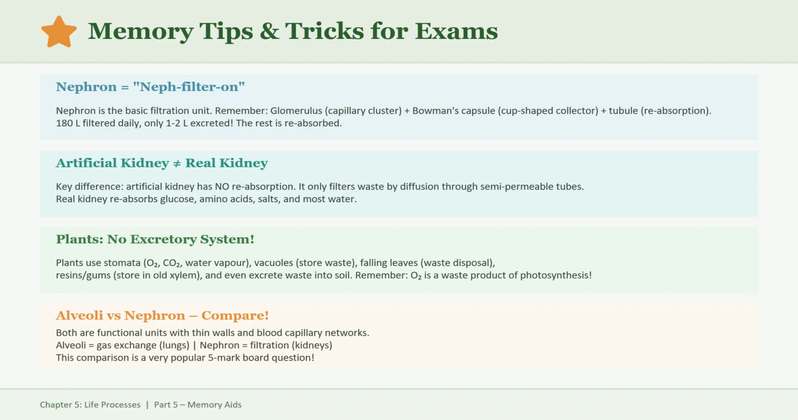And then alveoli versus nephron. They will ask the comparison, children. Very important question, often asked in the board exam. Both are functional units with thin walls and big capillary networks. But in alveoli, gas exchange happens in the lungs, whereas in nephron, filtration takes place in the kidneys. So it is a very important 5 mark question.